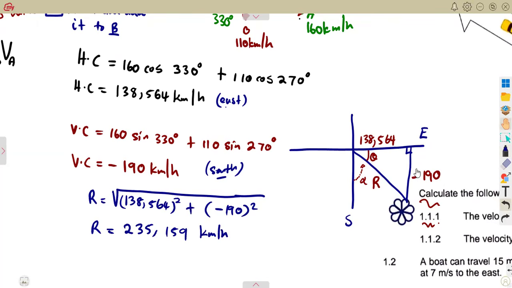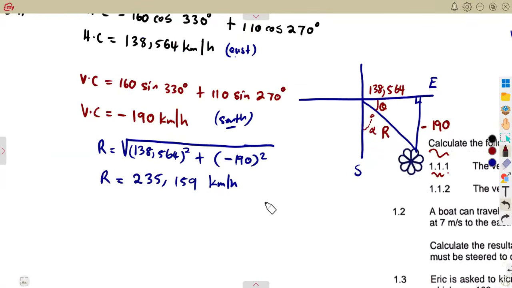Then if you are to consider the direction, it's simply from our arctan, you have got your direction. So theta is simply arctan opposite over what? Adjacent. So that's 190 over the adjacent of 138,564. So that will give us 53,897, which is our direction.